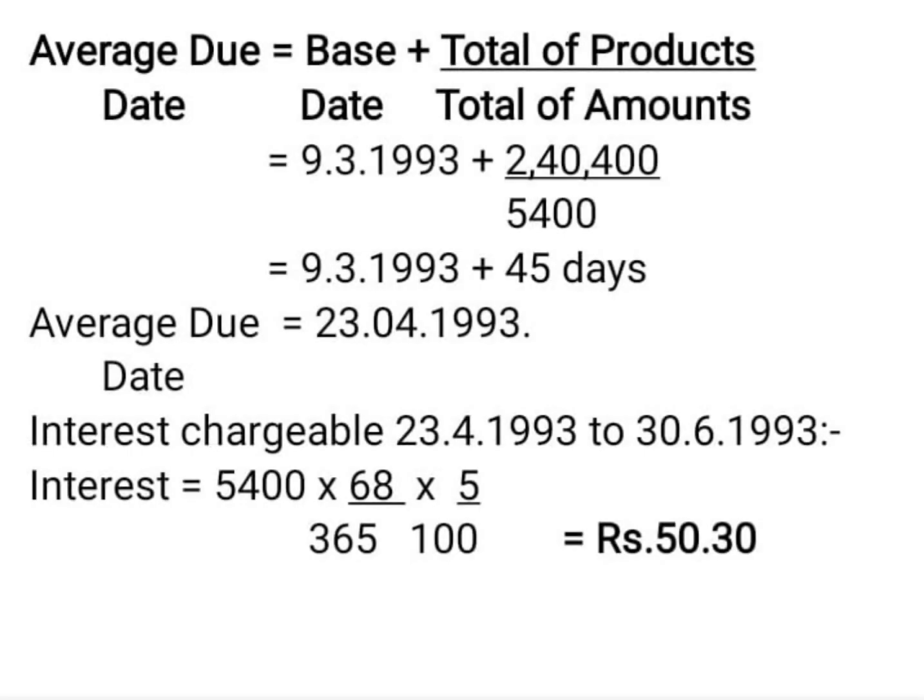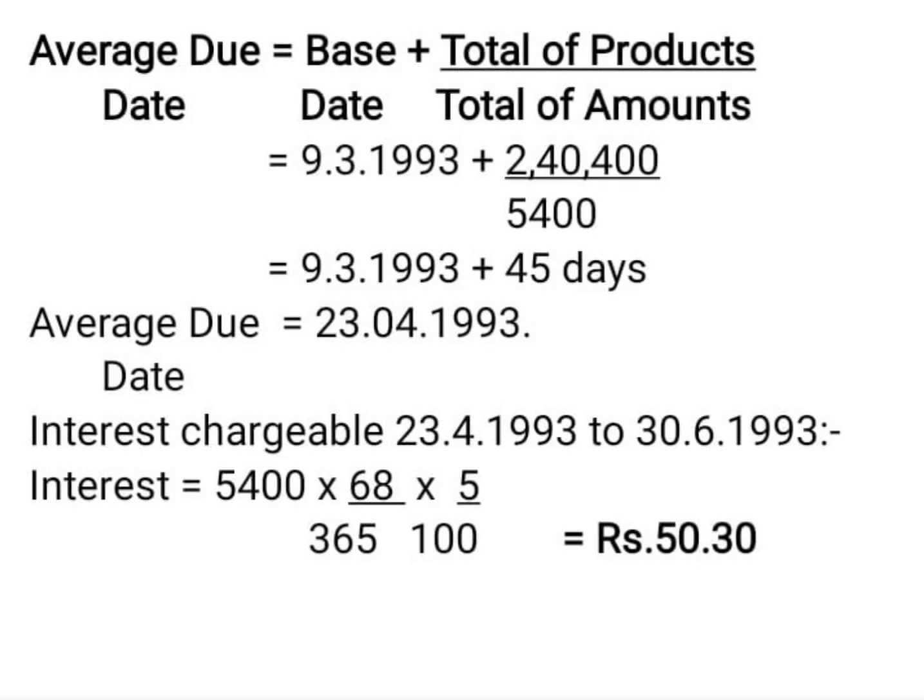The next will be the interest. We have to calculate interest from the average due date to the complete payment day, that is from 23rd April 1993 to 30th June 1993. There are totally 68 days between these two dates. Let's see how to calculate interest for these 68 days. First, we write the amount into the number of days, that is 68 days, divided by the total number of days in a year, that is 365, into 5 divided by 100, that is the rate of interest. By calculation we get the answer as 50.30. The 50.30 will be the interest payable on 30th June 1993.